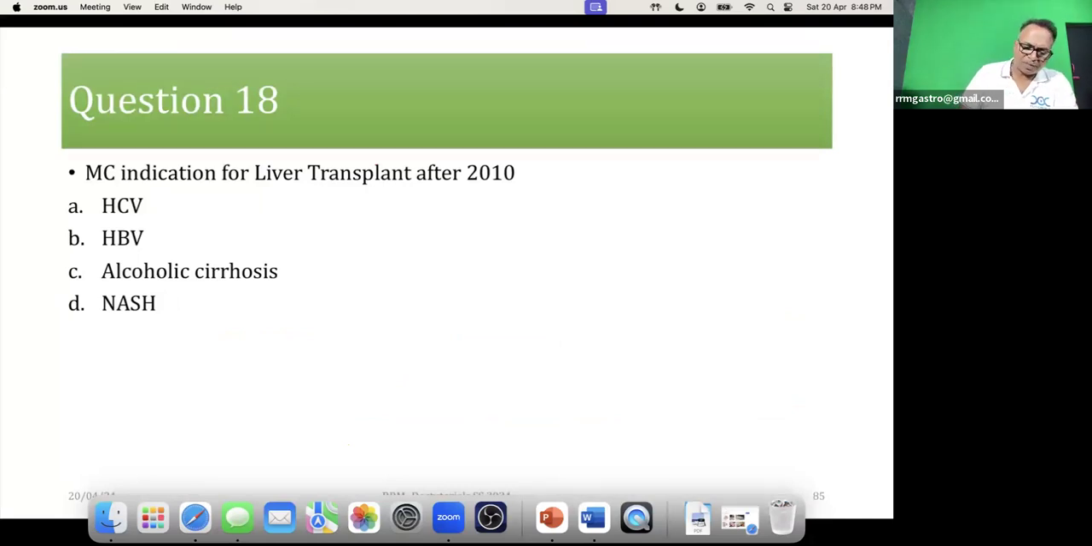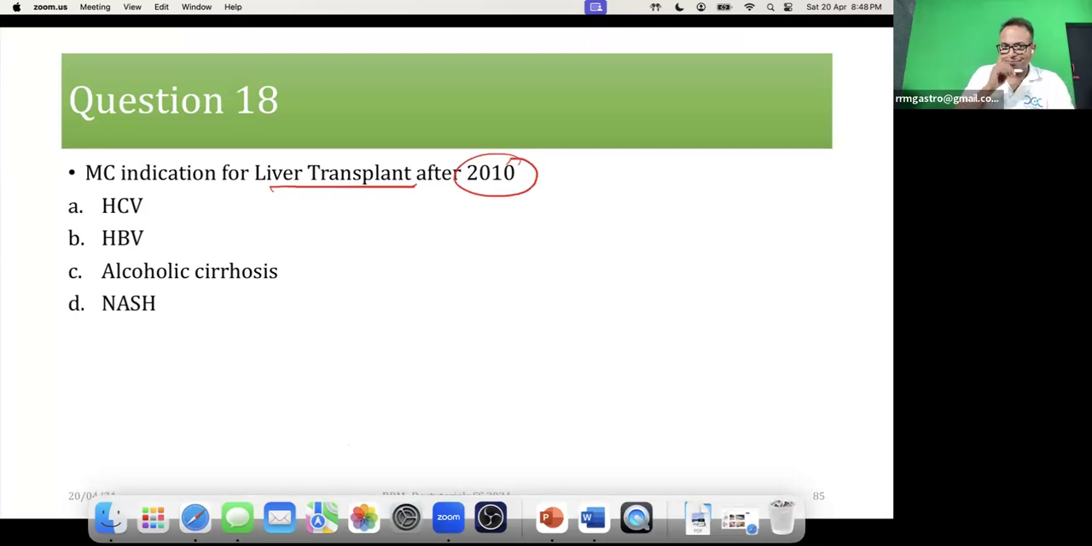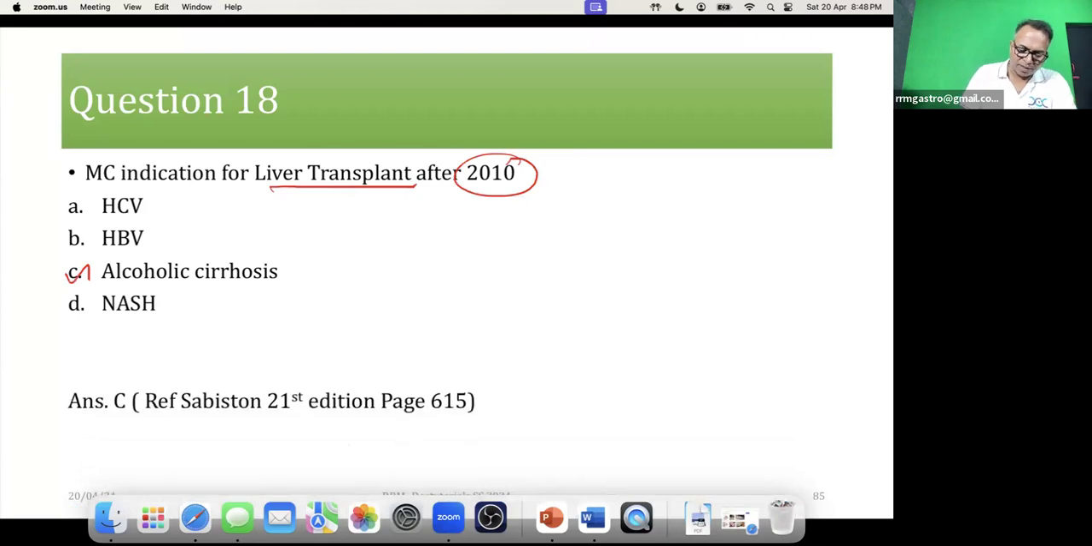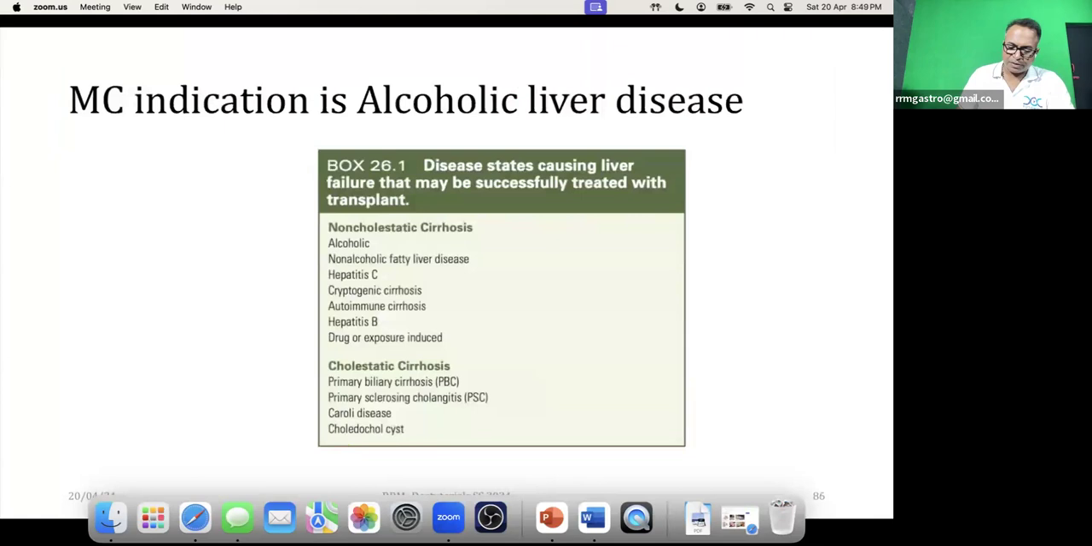Let us discuss a few MCQs from Sabiston. Most common indication of liver transplant after 2010 is... Yes, the answer is alcoholic cirrhosis. Before, it was B virus and C virus. Now it is alcoholic cirrhosis. This is a list of common indications of liver transplant.